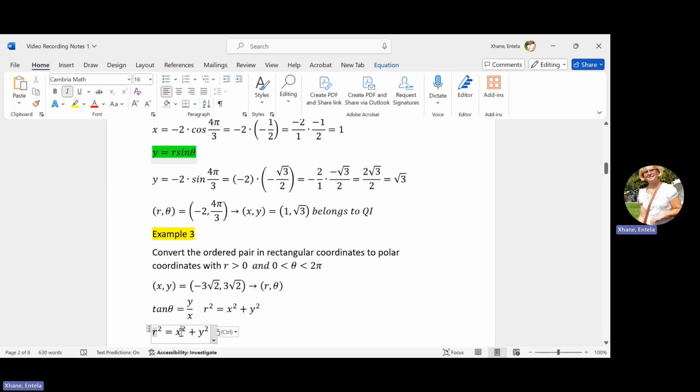So r is unknown. X is negative square root of 3 over negative 3 square root of 2. So I got to use some parentheses. There you go. And then y is simply square root of 3 square root of 2. Remember, we are squaring these two numbers. I'm going to show the work for squaring one, and then you should be able to understand the other one.